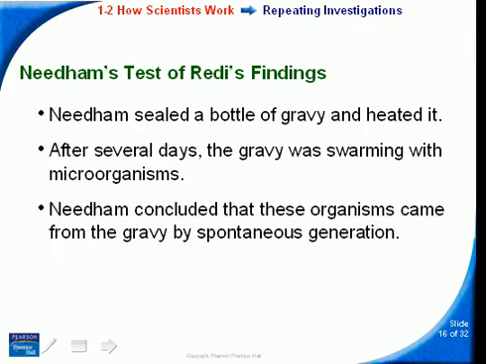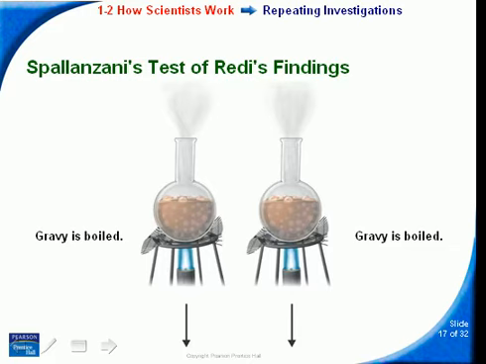Okay, that seems strange enough. So he concluded that the organisms came from the gravy by spontaneous generation. His argument is that he heated the gravy enough that all the microorganisms should have been killed. The problem was he didn't boil it. So a guy named Spallanzani boiled the gravy.